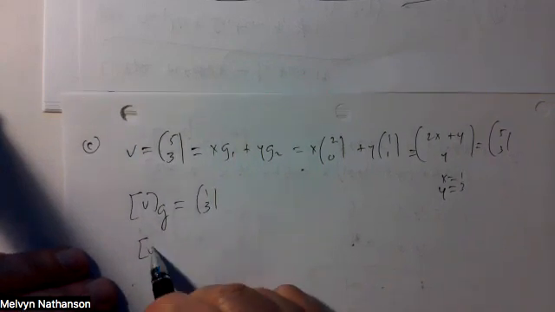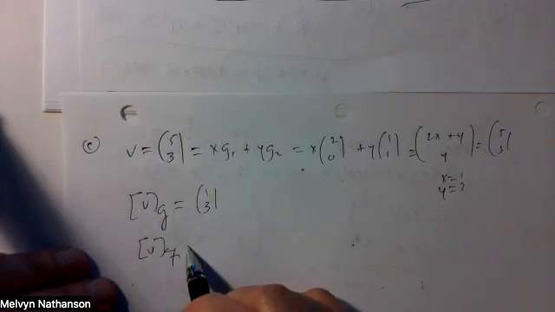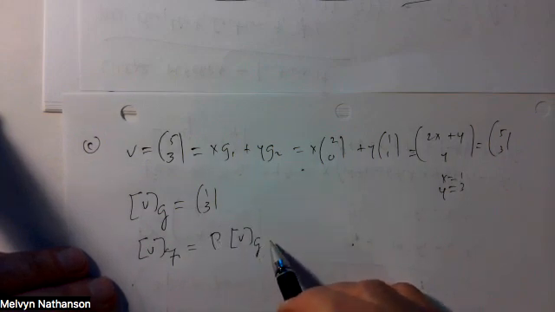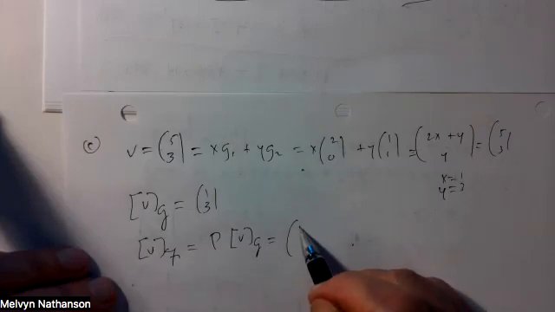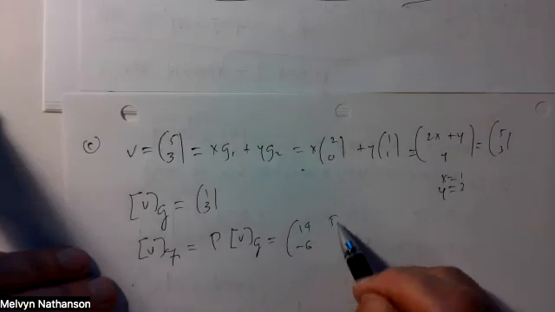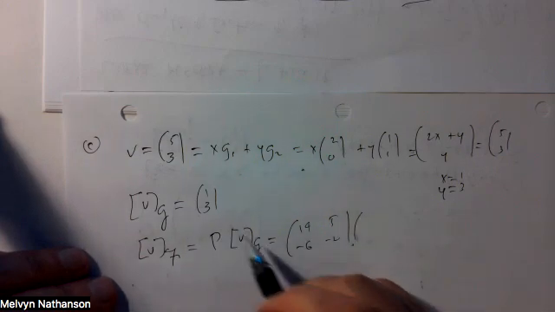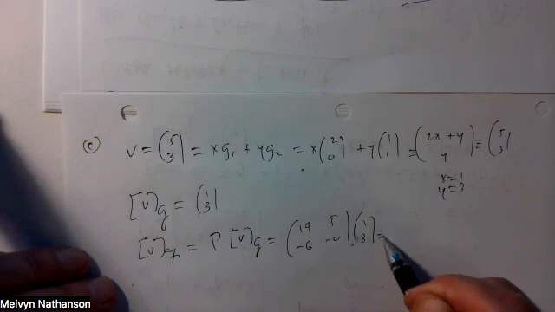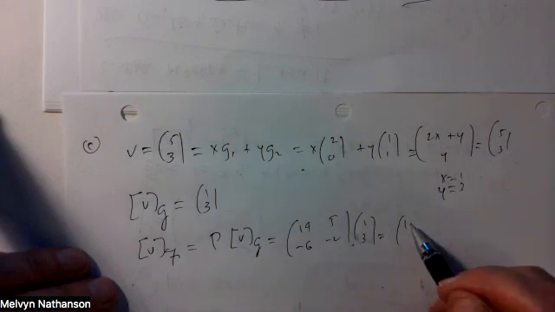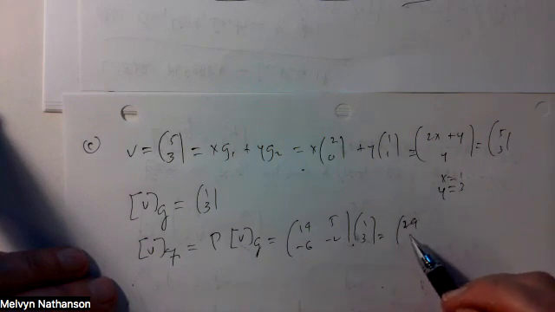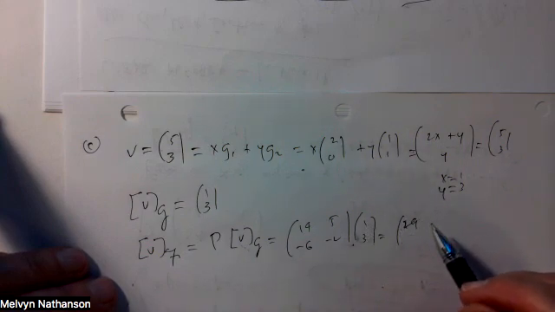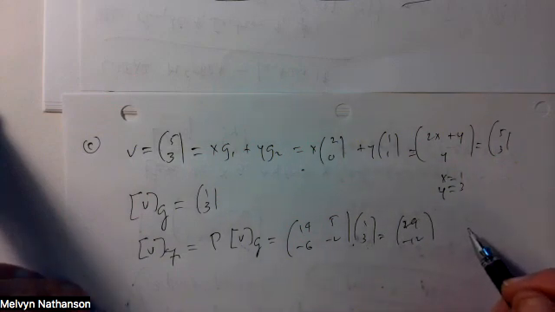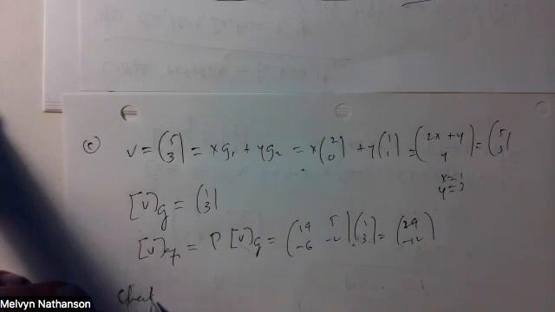And the coordinate vector for V with respect to the basis F will be P times the coordinate vector of V with respect to G. P we calculated: 14, minus 6, 5, minus 2. The coordinate vector for V with respect to G is 1, 3. So you get 14 plus 15 is 29. And minus 6 is minus 12. So let's just check to see if this is correct.